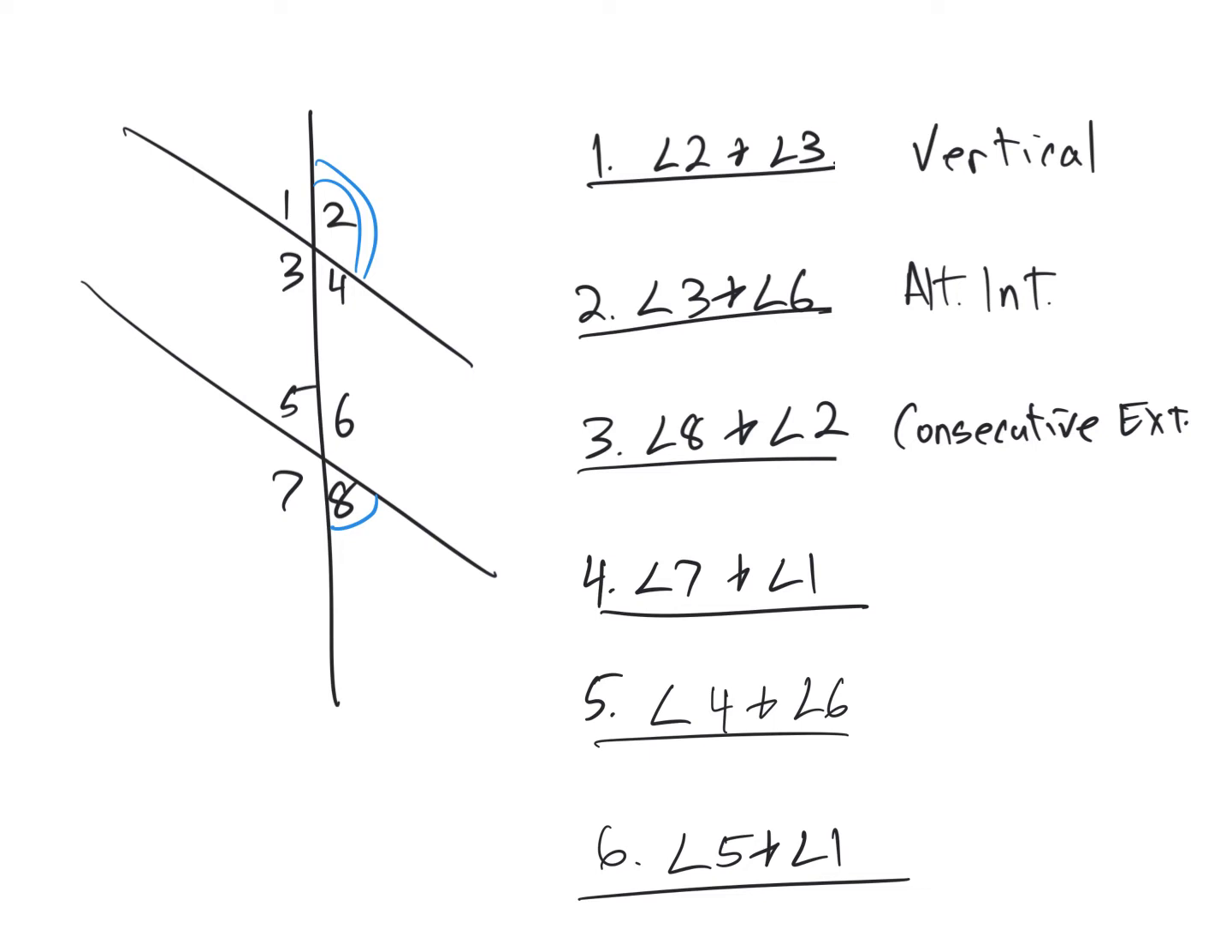Angle 7 and angle 1, same thing. You have an obtuse angle and an acute angle. So that's consecutive exterior.